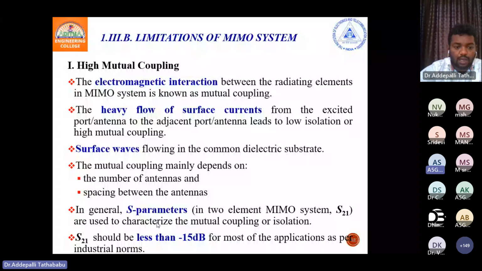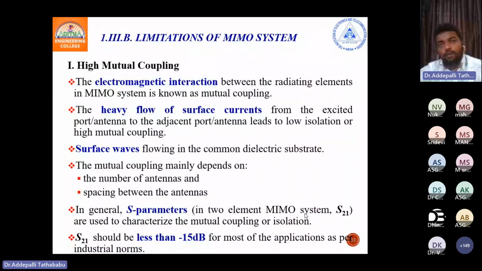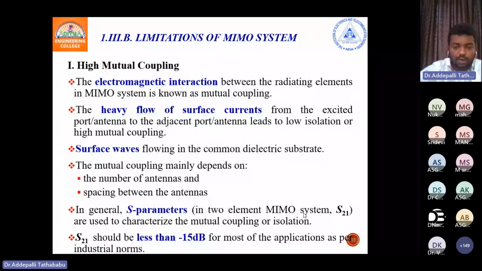And in general, S parameters. In a two-element MIMO antenna, what is the minimum acceptable value in practical applications when designing a MIMO antenna for S21? That is the transmission coefficient. It should be less than minus 15 dB. If you define S21 as mutual coupling, it is minus 15 dB. If you want to define S21 as isolation, it is plus 15 dB. Whatever it is, mutual coupling should be less than 15 dB.